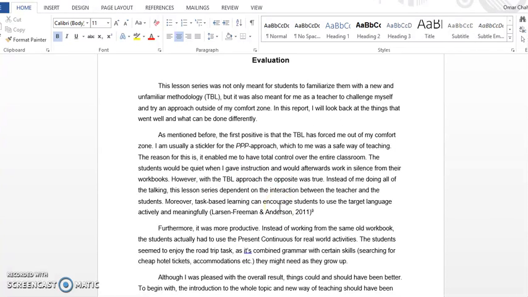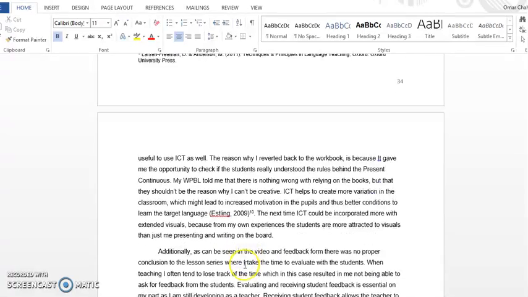The first positive with the TBL is that it has forced me out of my comfort zone, because the PPP approach to me was a safe way of teaching. Furthermore, it was way more productive. Instead of working from the same old workbook, the students actually had to use the present continuous for real world activities. They had to look up hotel tickets, plane tickets, etc.